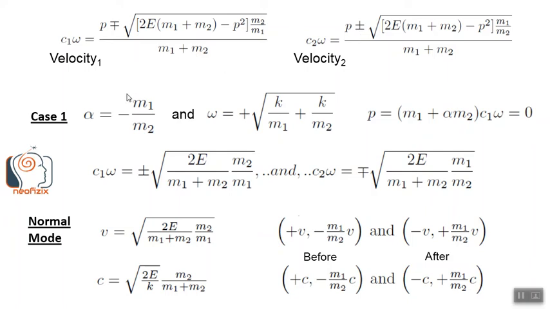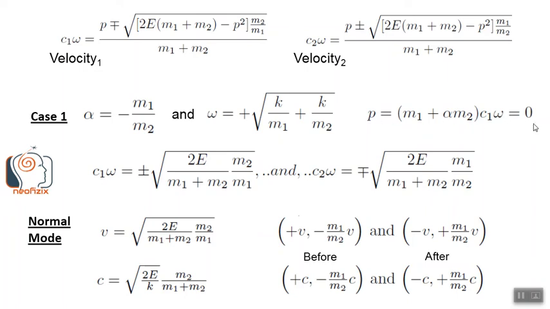Let us now consider a few concrete examples, starting with the normal mode oscillation that we get from the force balance method. So this is case 1. This is the normal mode method. Suppose alpha equals minus m1 by m2. So this is what we get from the force balance method. Then omega equals square root of k by m1 plus k by m2.